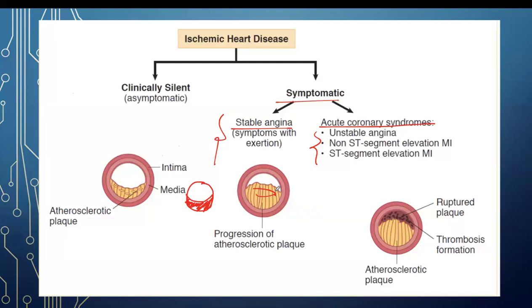Then we have acute coronary syndrome, where sometimes the plaque can get ruptured and it can cause complete blockage as well. So that's the time you would think of unstable angina, non-ST elevated MI, and ST elevated MI. Now, the symptoms will be pretty much the same for these three.